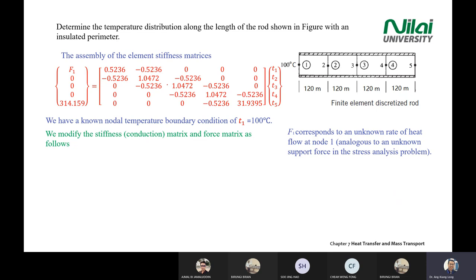Okay, I'm going to modify this equation very slowly. So what happens if you substitute this one as 100 degrees C? Okay, so for the first one, we use the second one to build the equation.